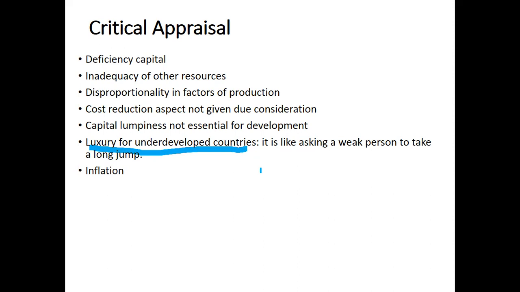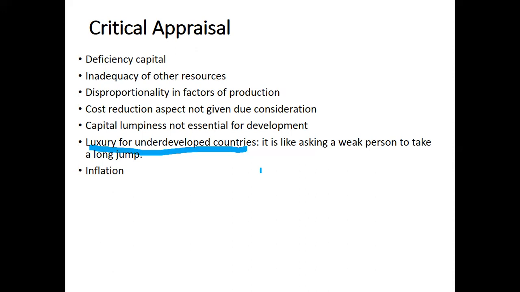Let us think of a poor man purchasing all kinds of amenities all of a sudden on one day. It's a luxury for him. First of all, he cannot afford to purchase all things all of a sudden because he's very poor. He can attain things one by one or year by year, but he cannot have all these things all of a sudden in one fine morning. So it's a luxury for underdeveloped economies to think of the balanced growth rate. It's like asking a weak person to take a long jump.